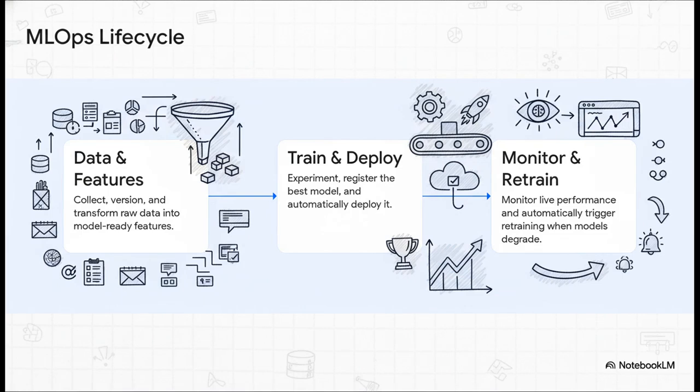We can actually simplify this whole loop into three main stages. Step one is all about the data and features. This is where we collect everything, get it cleaned up, transformed, and most importantly, versioned. Then step two is train and deploy. This is where the magic happens. We run experiments, find our champion model, and then automatically push it out into the world. And finally, step three, monitor and retrain. We're keeping a constant eye on its performance and have triggers set up to automatically kick off that retraining process whenever the model starts to get stale.